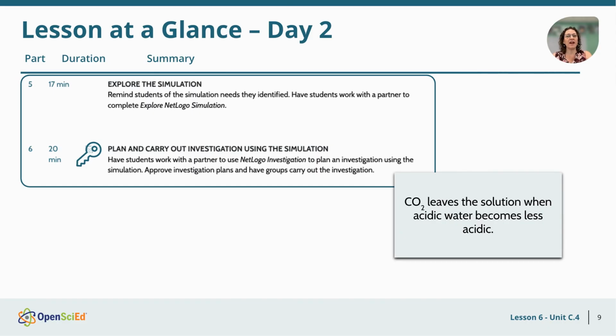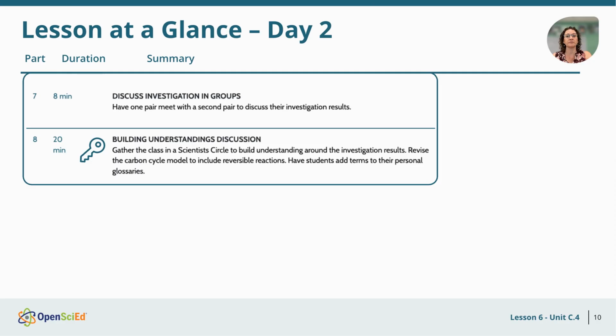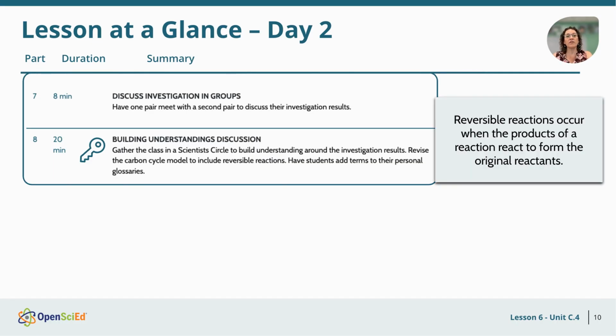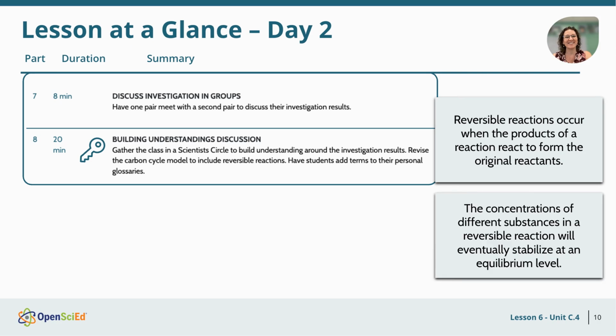We're wondering if the evidence that each group gathered fits with the ideas that the class had about what is happening with the solution as it changed color. In the third loop, we have a building understandings discussion to share our investigation results. We figure out that reversible reactions occur when the products of the reactions react to form the original reactants. We also figure out concentrations of different substances in a reversible reaction will eventually stabilize at an equilibrium level. We're wondering if bond strengths really have anything to do with the reversibility of the reactions.